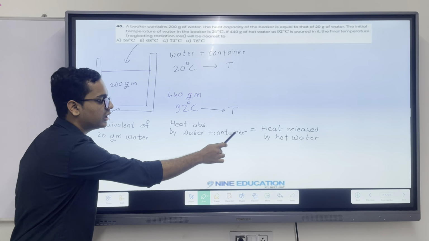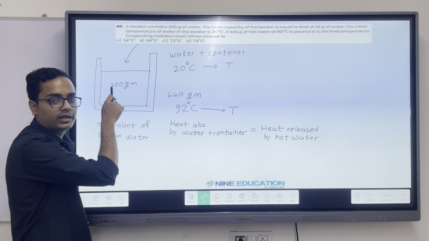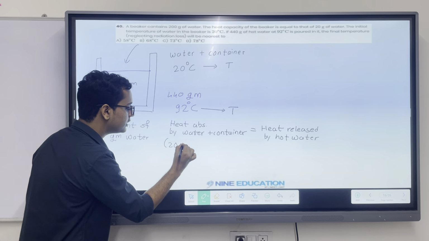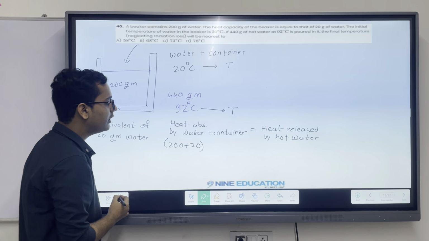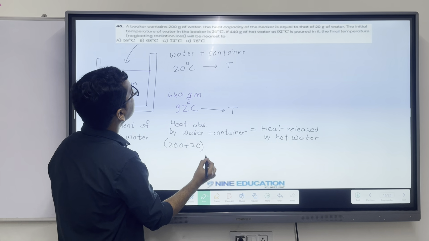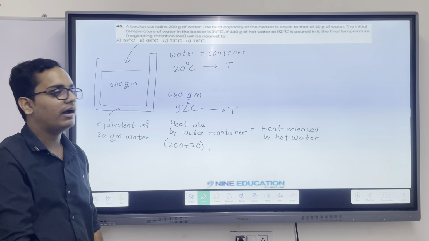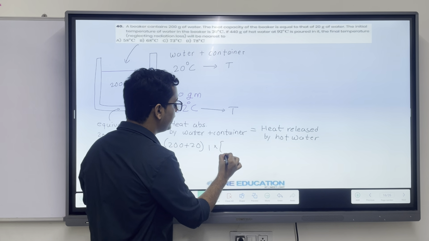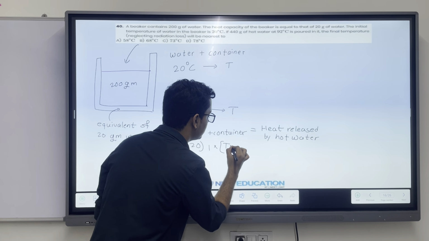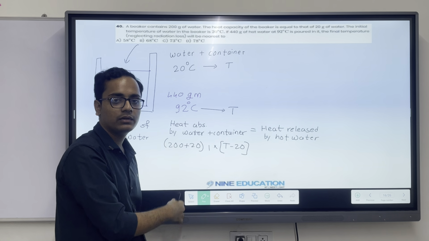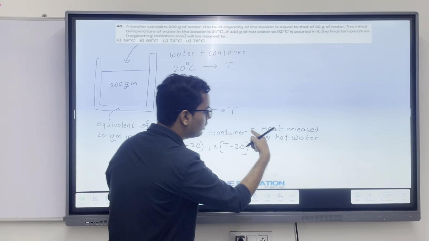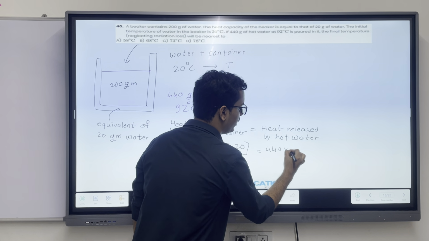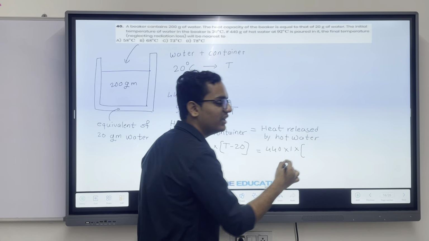So what is the water plus container? Water is 200 grams and this container is basically equivalent to 20 gram of water. So just do 200 plus 20, into specific heat of water, which is 1 calorie per gram per Celsius. So I can write 1 into delta T. What is the change in temperature? T minus 20. This is the heat absorbed by the container and water. What is the heat released by hot water? Hot water is 440 gram, into specific heat 1, into its heat released.